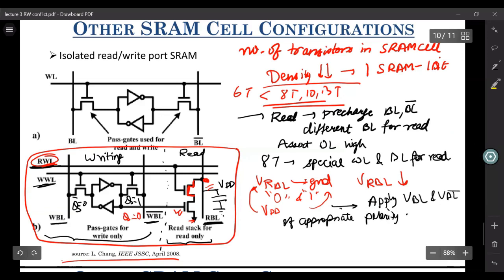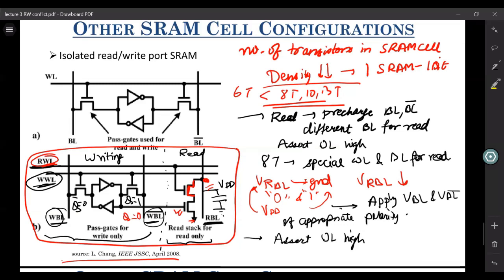So here, as I told, we have different bit lines for write. So we have WBL and WBL bar. We apply whatever we want to write in this cell to WBL and WBL bar. Second, we assert word line high. Here, as you can see, there is this write word line which is special for this. So we'll assert this high, and depending upon whatever values you give to WBL and WBL bar, the cell contents will be flipped.